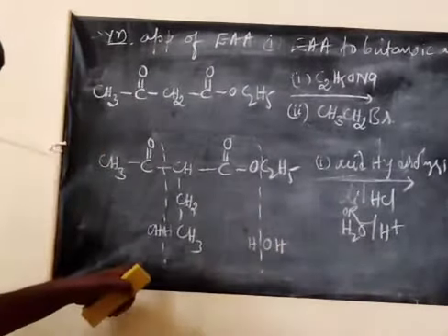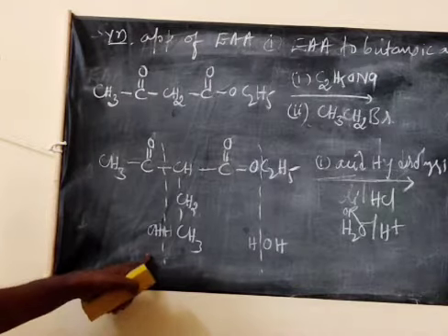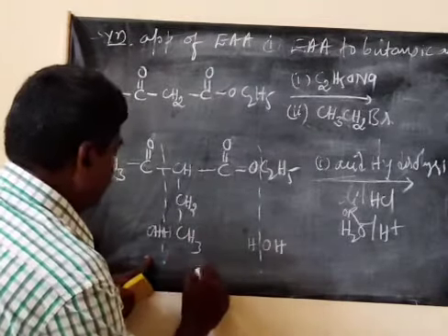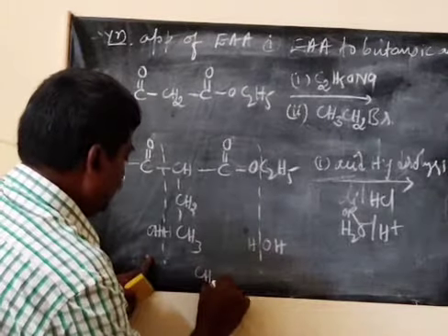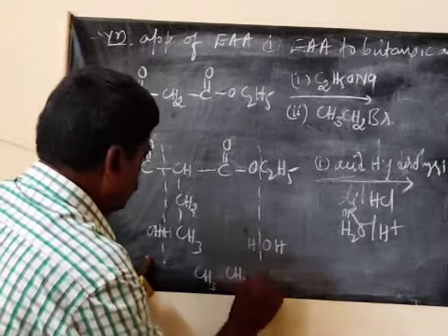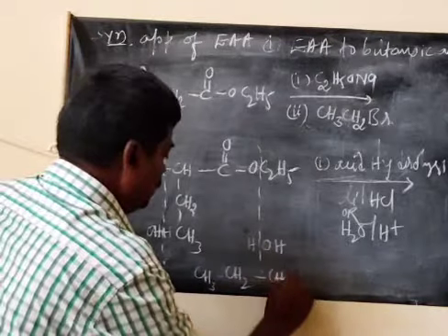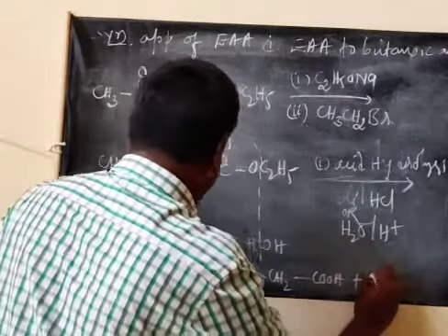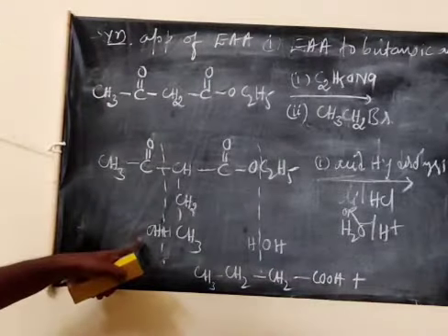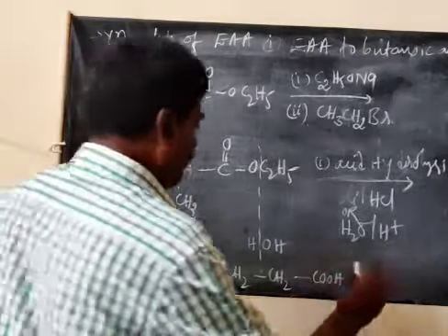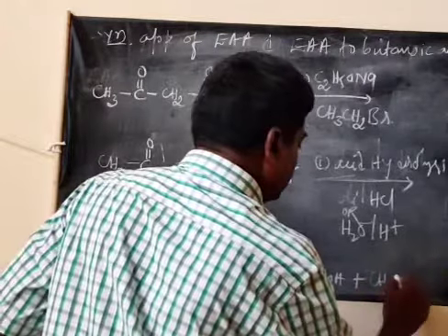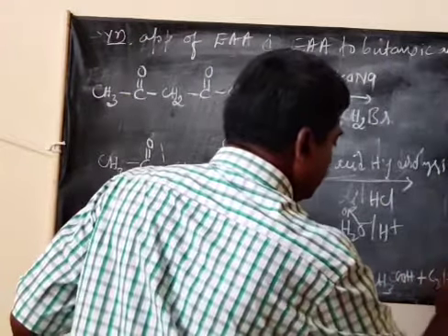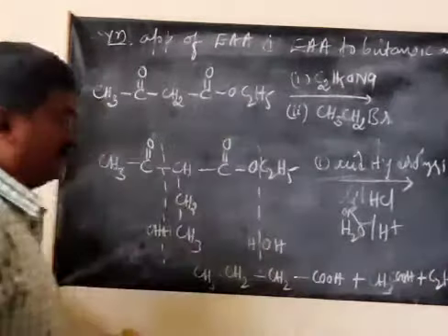See, two molecules of water are used to form butanoic acid. This is CH3 CH2 CH2 COOH, plus 1 molecule of acetic acid, CH3COOH, and 1 molecule of ethyl alcohol, C2H5OH.